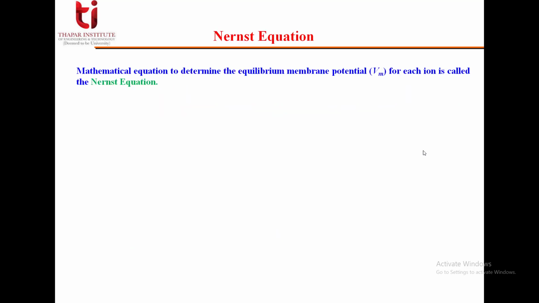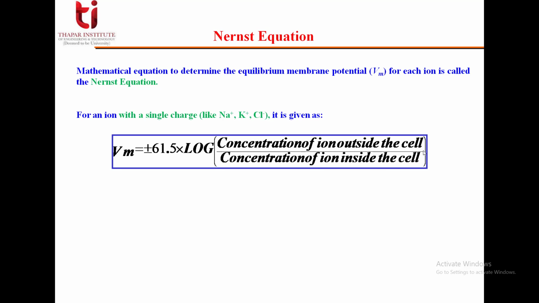Now we will discuss the Nernst equation, which is related to each ion. It is the mathematical equation to determine the equilibrium membrane potential, generally represented as Vm for each ion, and it is called the Nernst equation. For each ion that has a single charge, such as the sodium ion, potassium ion and chloride ion, they have a single charge, whether positive or negative.